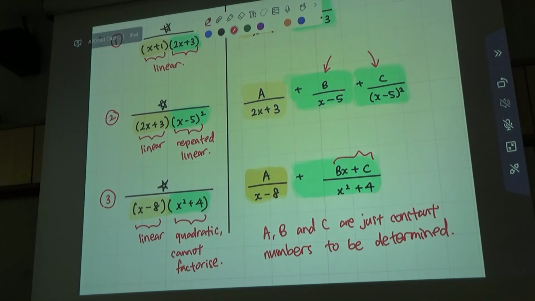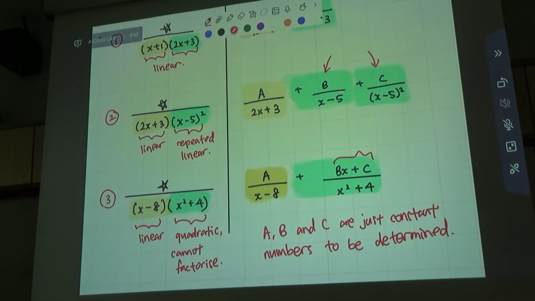So over here, these are just some examples. I have made use of some numbers, certain specific expressions. Of course, you are not going to encounter all the time x plus 1, 2x plus 3 as your denominator or (x minus 5) squared. These are just very specific ones. I just need us to recognize linear, repeated linear as well as quadratic that cannot factorize.